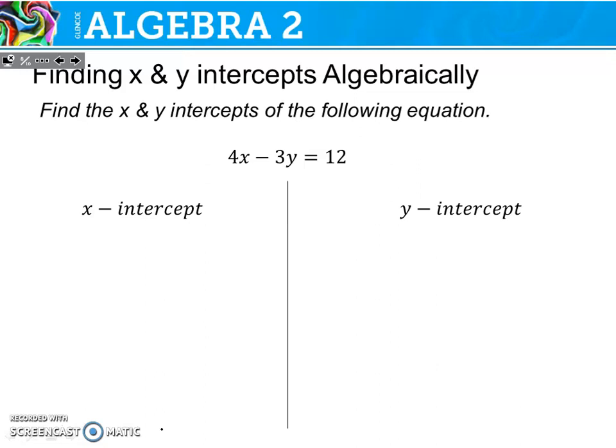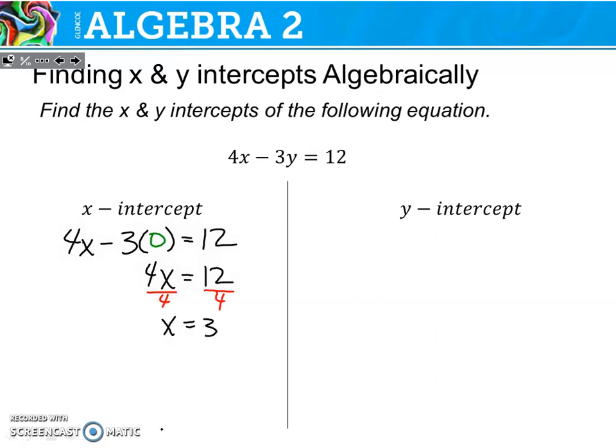Okay, so for my x-intercept, I'm going to have 4x minus 3 times 0, plugging that in for my y, equals 12. Negative 3 times 0, that's just gone. So I've got 4x equals 12. Divide both sides by 4, and I find that x equals 3. So my x-intercept would be 3, 0.